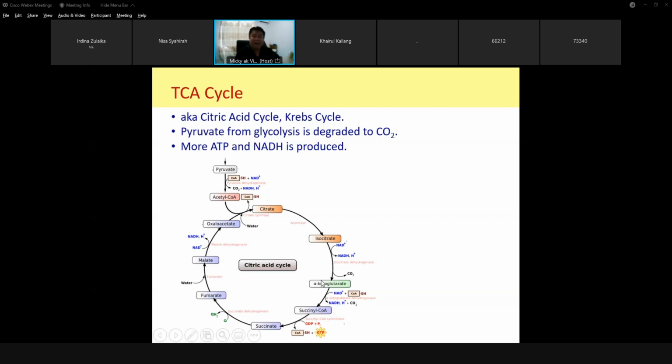So because you lose carbon, where does the carbon go? It releases CO2. So carbon dioxide is produced here. At this point you're also producing NADH. Same here, produce CO2 and NADH. Basically it repeats. So you release CO2.